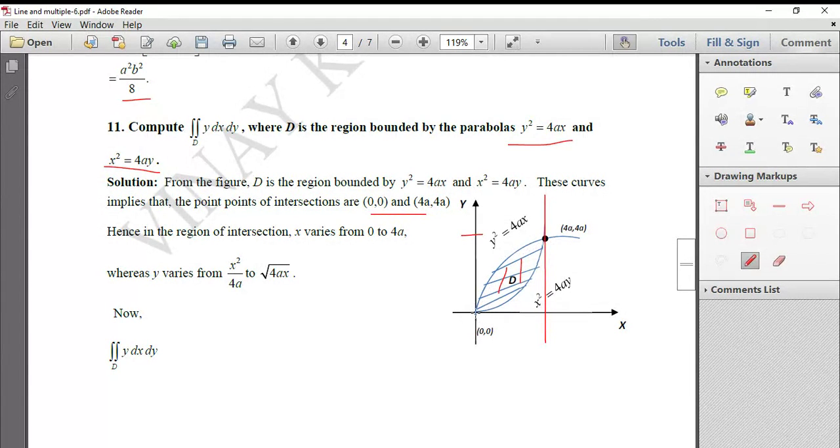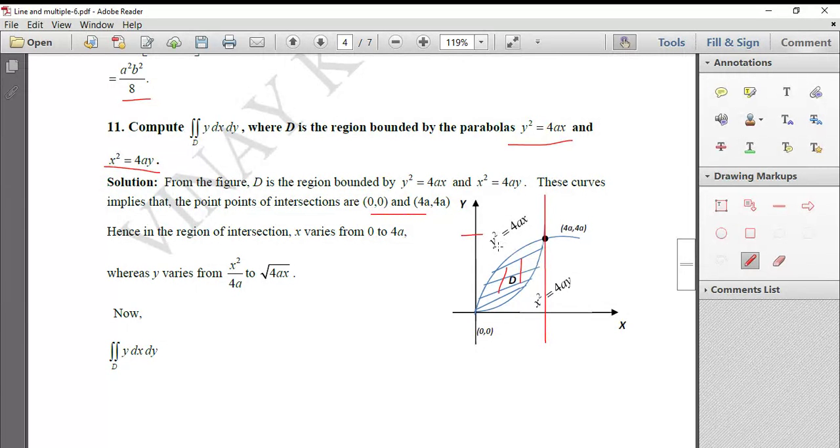But any point on this curve satisfies the condition x square equal to 4a. Therefore, what is your y on this line? Your y will be equal to x square by 4a. So any point on this line satisfies the condition y is equal to x square by 4a. And on this line, it is y square equal to 4x, or simply y is equal to, we are not going to consider the negative side. So you have to choose your y as square root of 4ax.